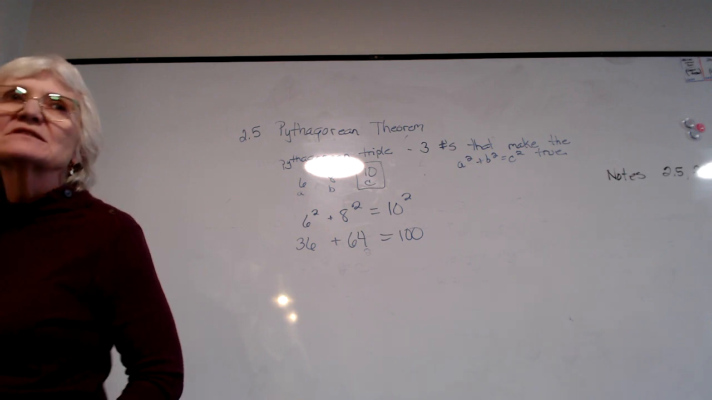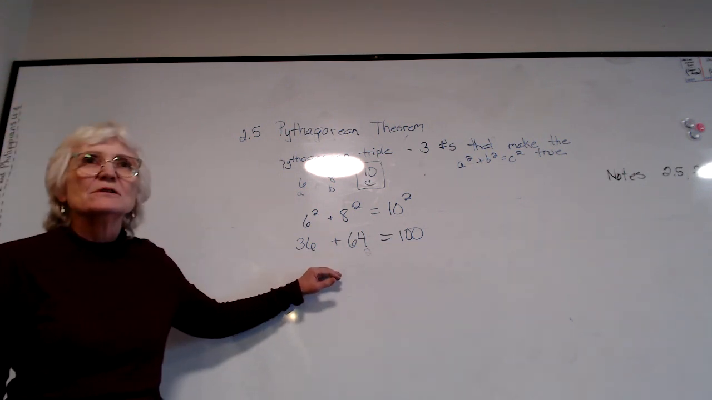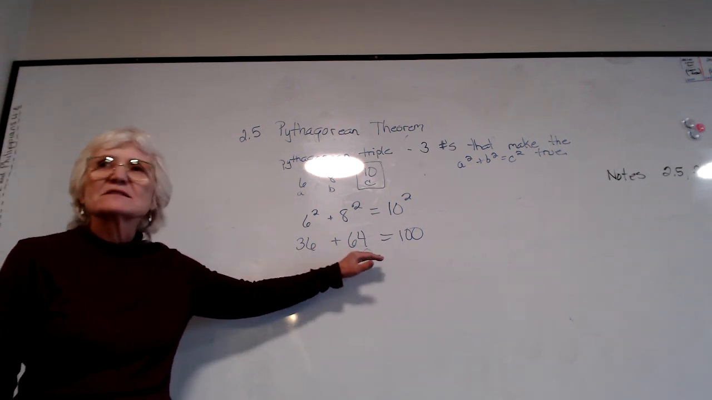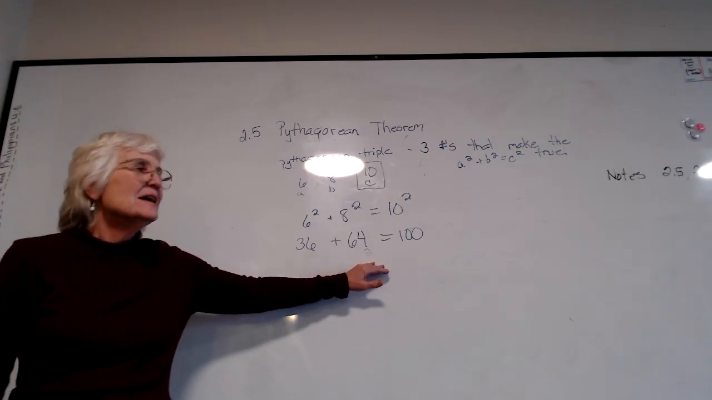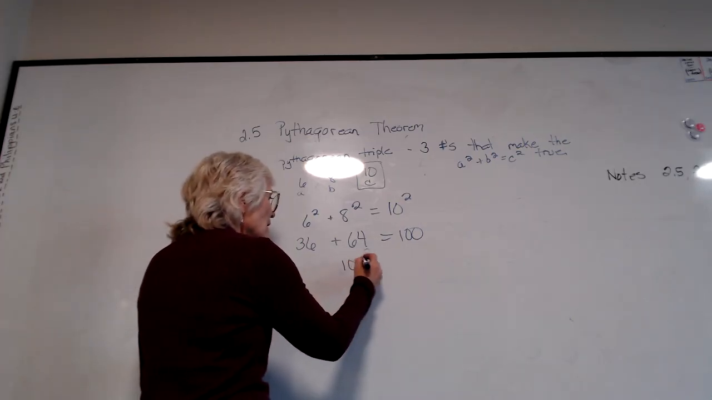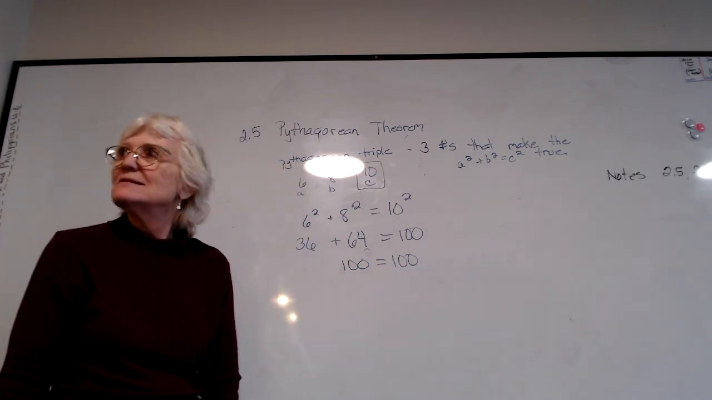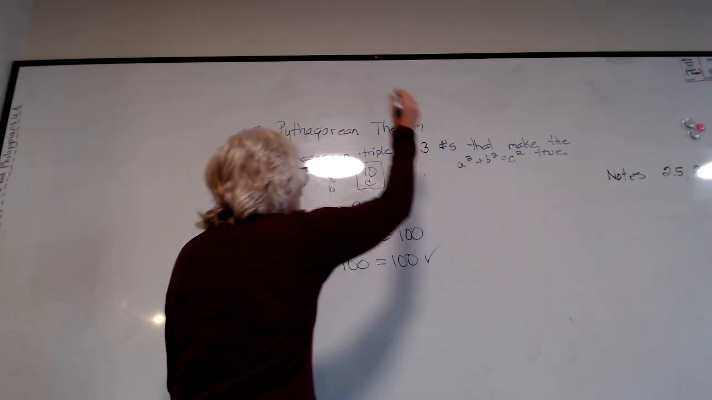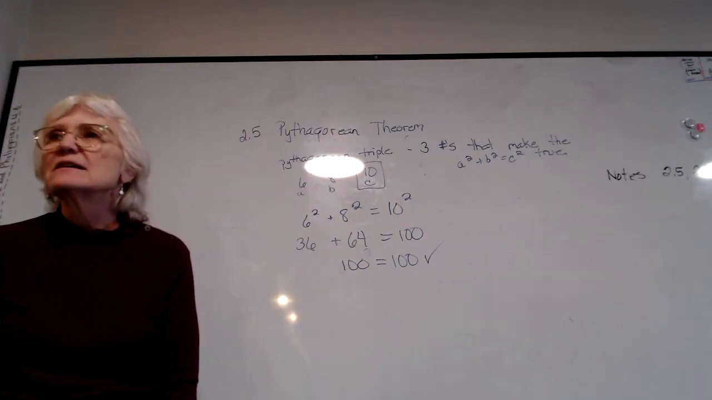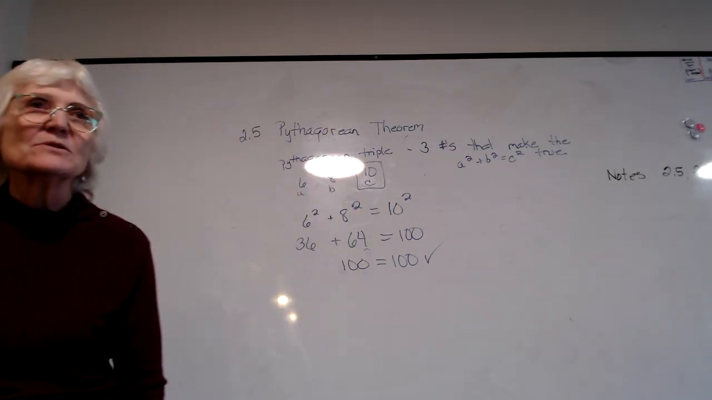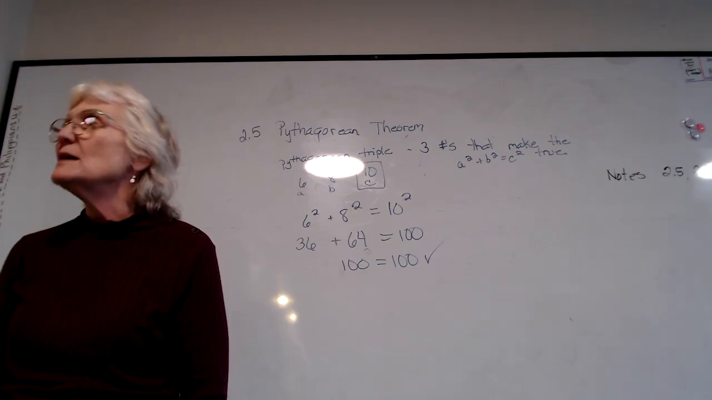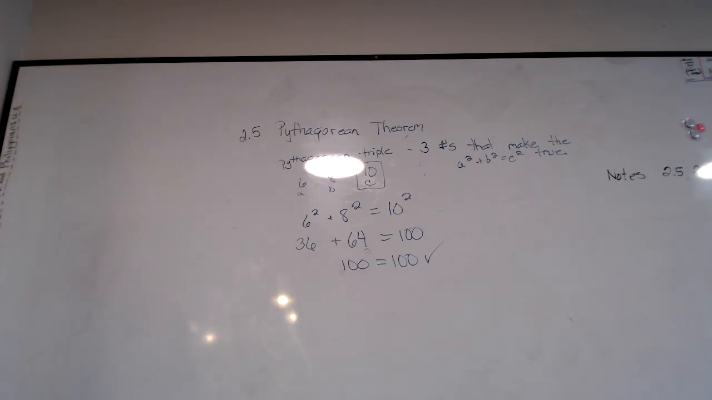So we're checking to see if these are triples. If it's triples, then this statement should be true. Well, what is 36 plus 64? Yes, 100. 100 equals 100. Is that a true statement? Yeah. That's true. So this is a set of Pythagorean triples. Those 3 numbers do make the Pythagorean theorem true. Okay, let's just try another one.